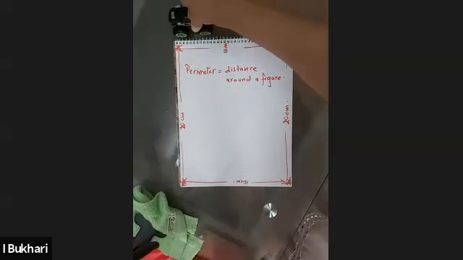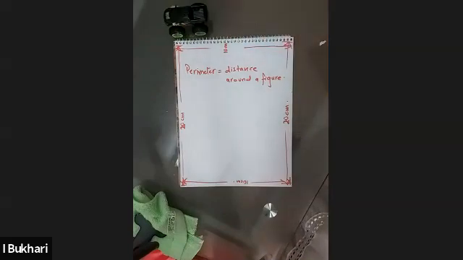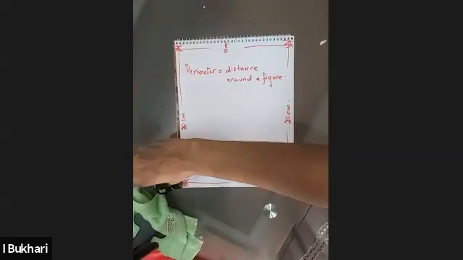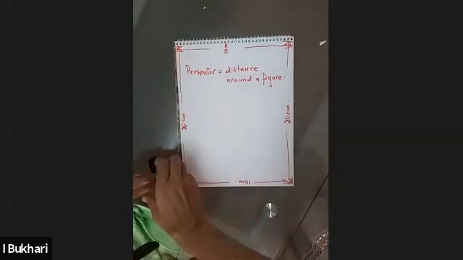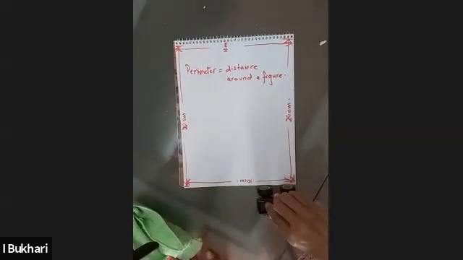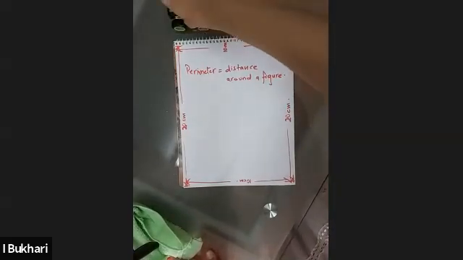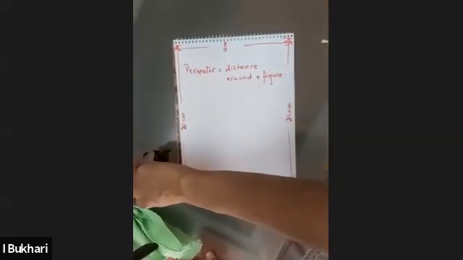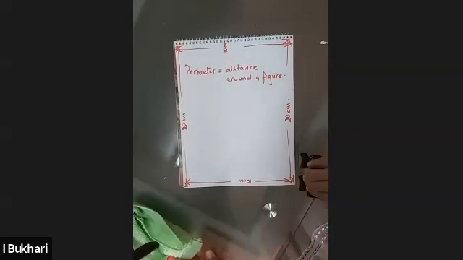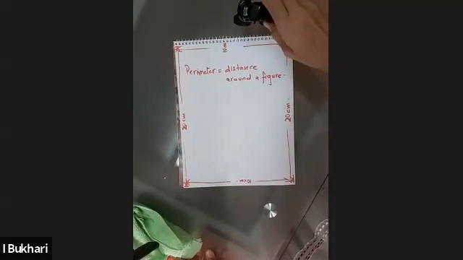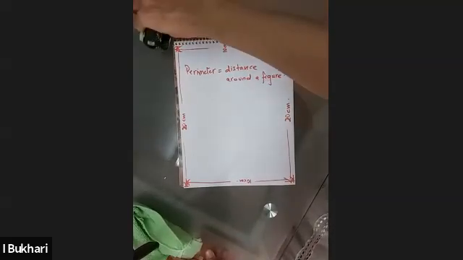From here all the way till here, 10 centimeters. My car traveled 10 centimeters. Then again, my car traveled 20 centimeters. Then this is again 10 centimeters, and this again is 20 centimeters. So let's add: 10 plus 20 is 30. Good job. 30 plus 10 again is 40. 40 plus 20 is 60. So my car covered 60 centimeters of distance. So that is what I mean by distance around a figure.